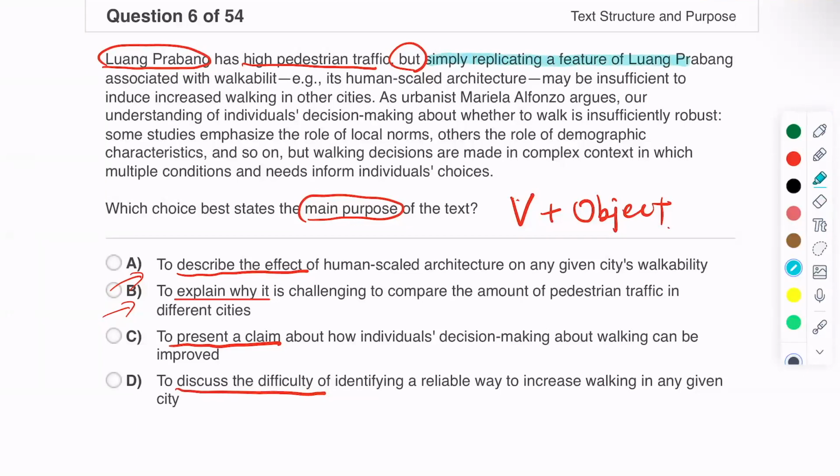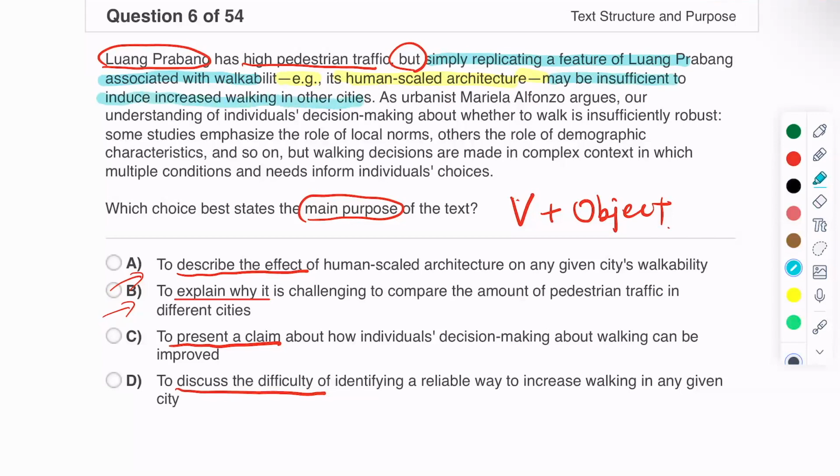Simply replicating a feature of this place, blah blah blah, and be careful, there's a double dash situation. Jay, do you remember the function for a double dash right here? Why do they have a double dash? What's the function for this punctuation? Oh, commas. Yes, double commas, right? Which means the middle part is not important, it's unnecessary. So you can skip the yellow part, which means the major part is not the yellow one, but the blue one. Simply replicating this feature may be insufficient to induce increased walking in other cities.